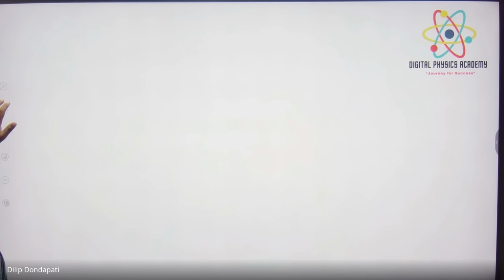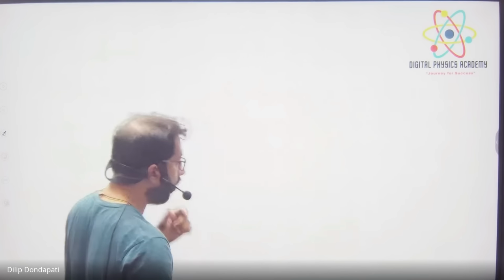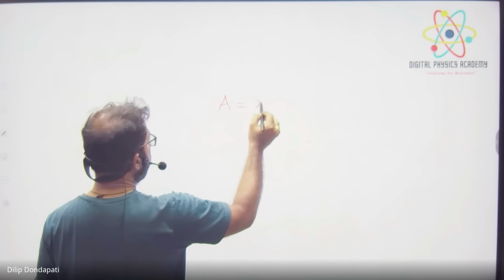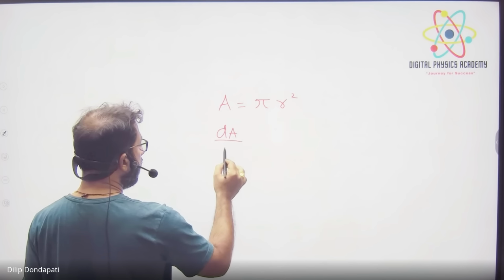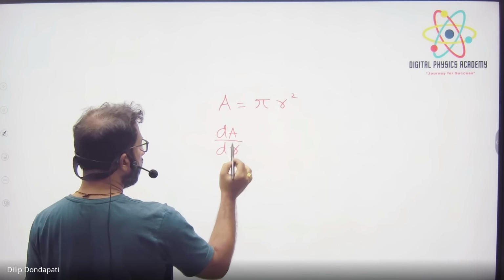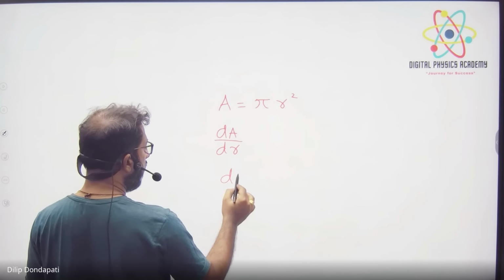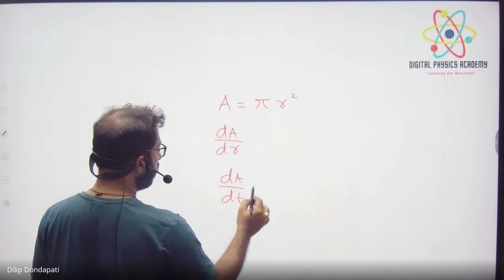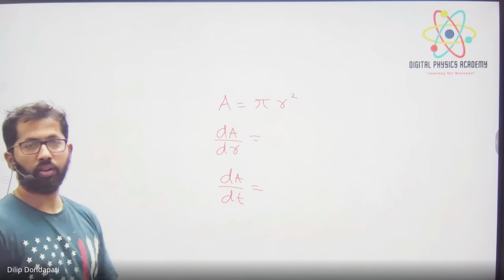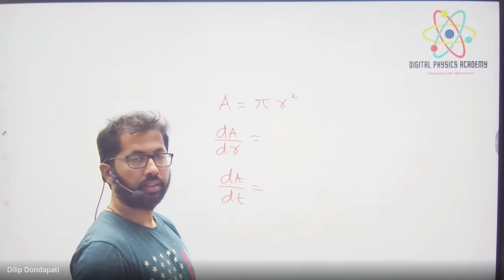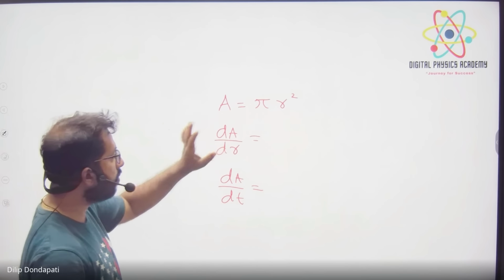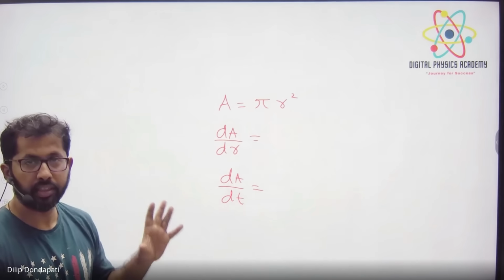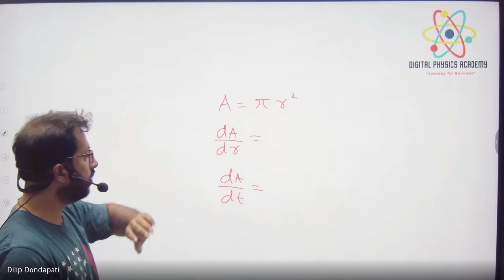Understood? Yes. The other things. Differentiation has another topic. Suppose the area is pi r square. I want dA by dr. I want dA by dt. What is the value? Pi is constant, and r is a function of time. Meaning r, the radius, depends on time, definitely. So I want these two values. This is a question.